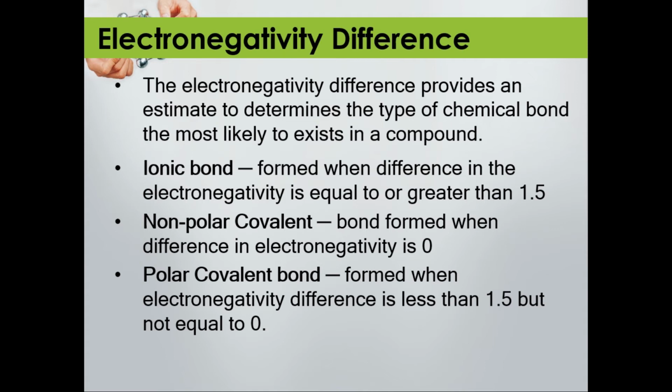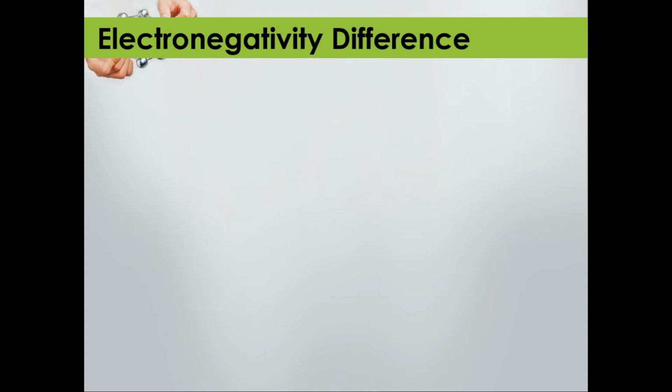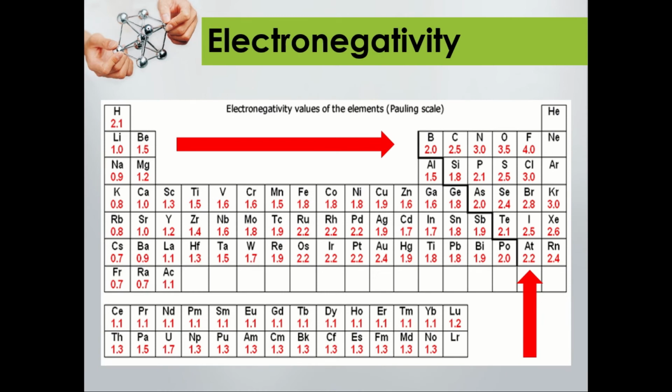So let's have an example. Let's say we have sodium and chlorine bonded together, and let's just say we don't know yet the type of bond. The values are 0.9 for sodium and 3 for chlorine. All we have to do is subtract, regardless of the sign.